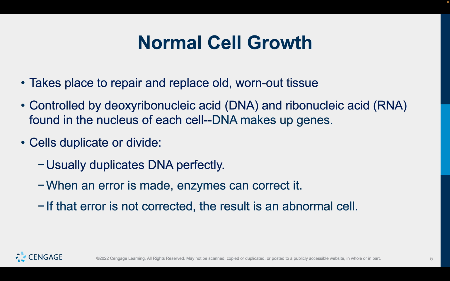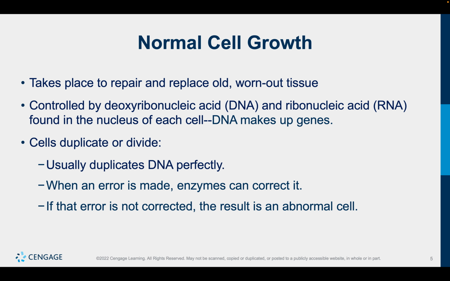This repair and replacement of all worn out tissue is controlled by the deoxyribonucleic acid, or DNA, and the ribonucleic acid, or RNA, found in the nucleus of each cell. DNA is what makes up your genes. Cells duplicate or divide, usually duplicating DNA perfectly. Every time a cell duplicates, it copies the exact same DNA of which every cell in your body is made.